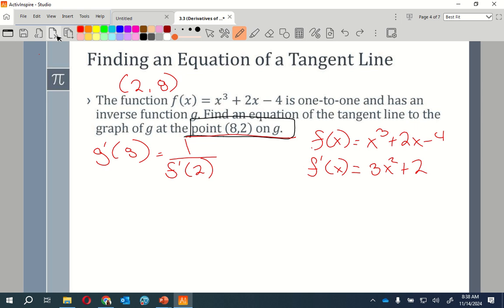Okay, we're going to do g prime of 8, right? And that's equal to 1 over f prime of 2. So do I need to find anything else? Very good, f prime of 2. So I need to find that one now. f prime of 2 is equal to 3 times 2 squared plus 2. So that's going to be 4, 12, 14. F prime of 2 is equal to 14. So that's going to tell me that this is going to be 1 over 14.